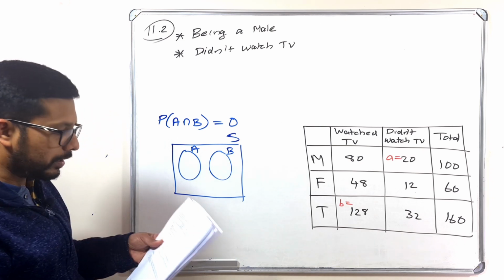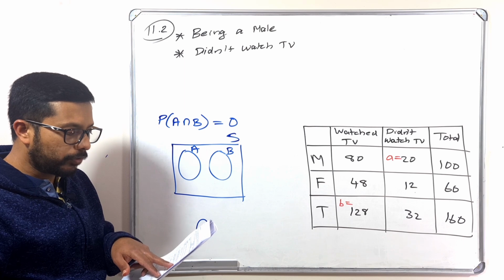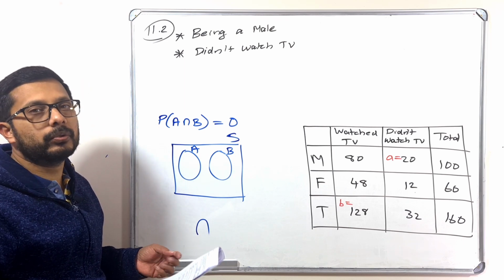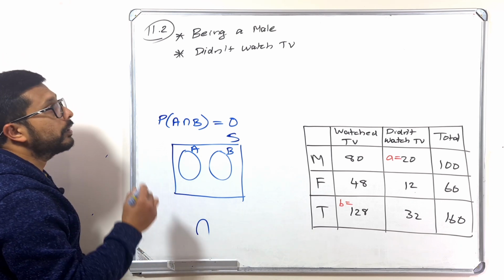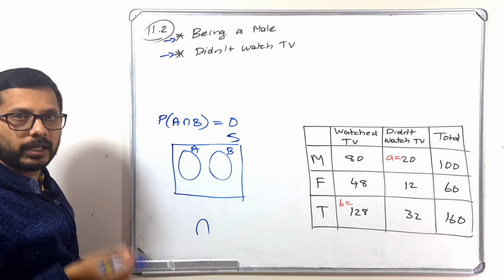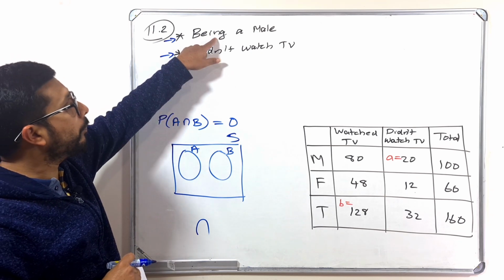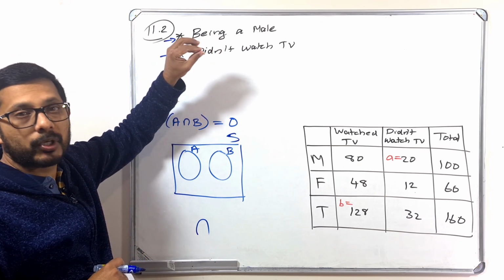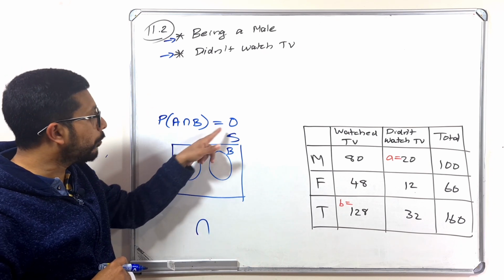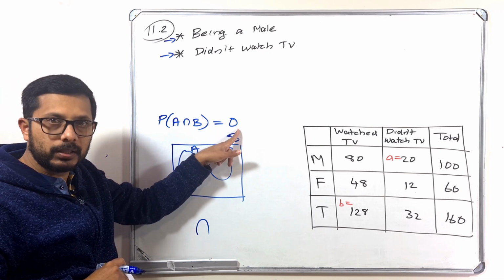So what is our question? Are the events being a male and did not watch TV during examination mutually exclusive? You have to check whether these two events are mutually exclusive or not. Mutually exclusive means nothing common, so the probability of A intersection B is supposed to be 0.